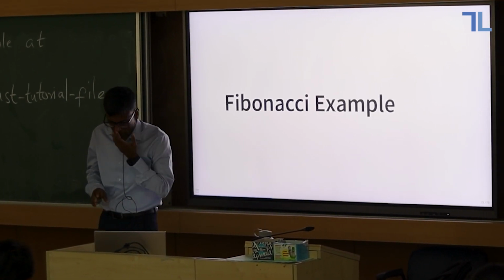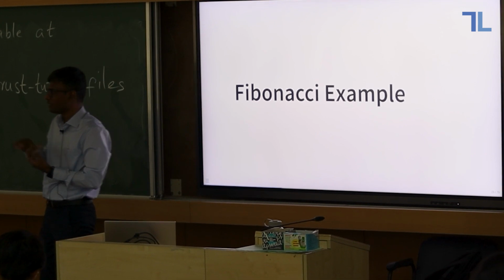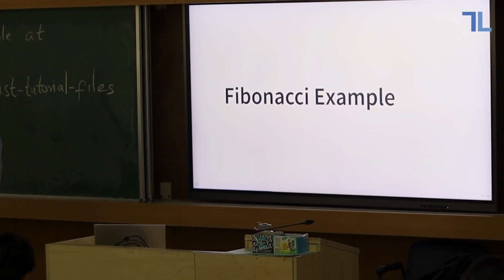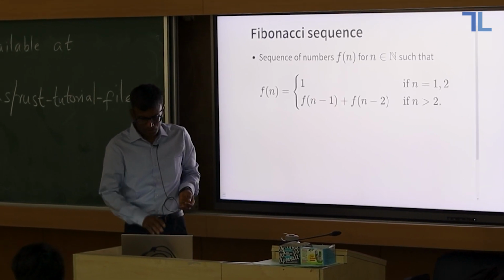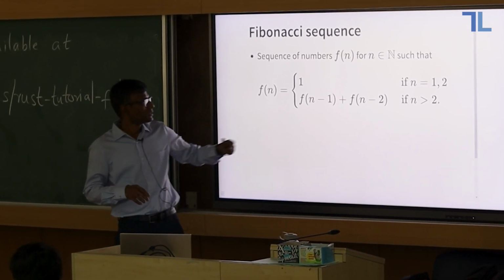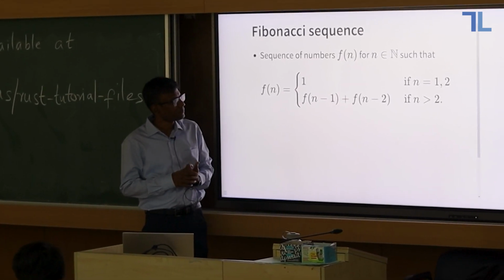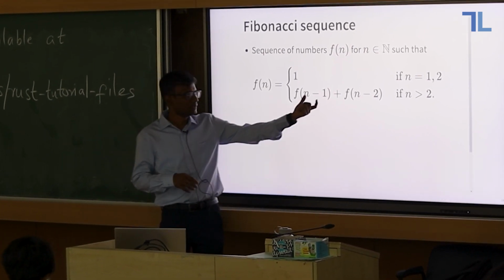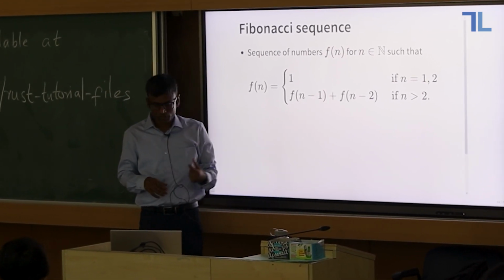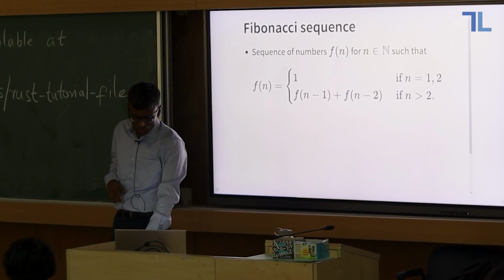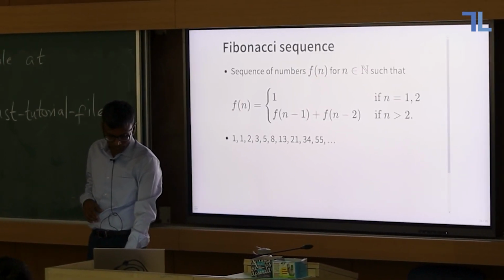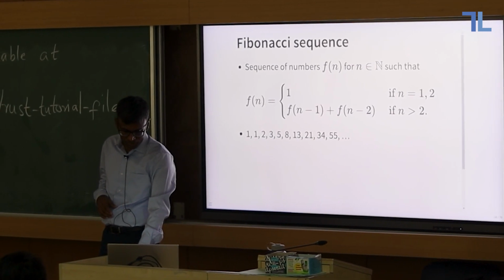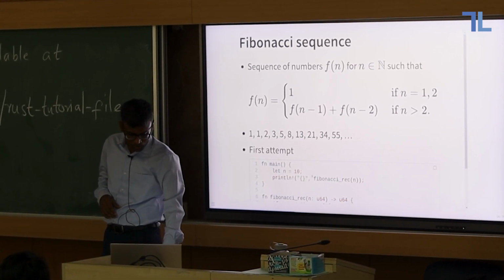Let's look at an example. Let's take the Fibonacci sequence example and see how to use whatever we have seen so far. So what is the Fibonacci sequence? You just have a sequence of numbers. The first two elements in the sequence are 1, and then the other elements are the sum of the previous two numbers. So like this: 1, 1, and then 2, 1 plus 2 is 3, 2 plus 3 is 5, and so on.